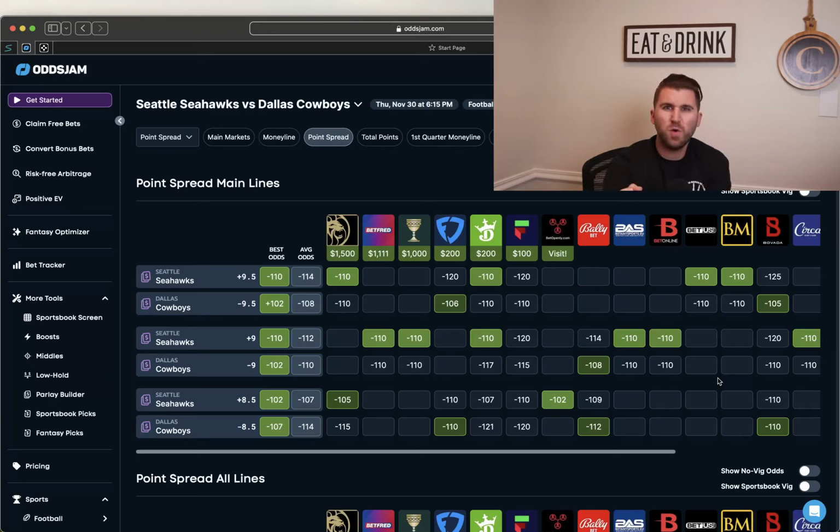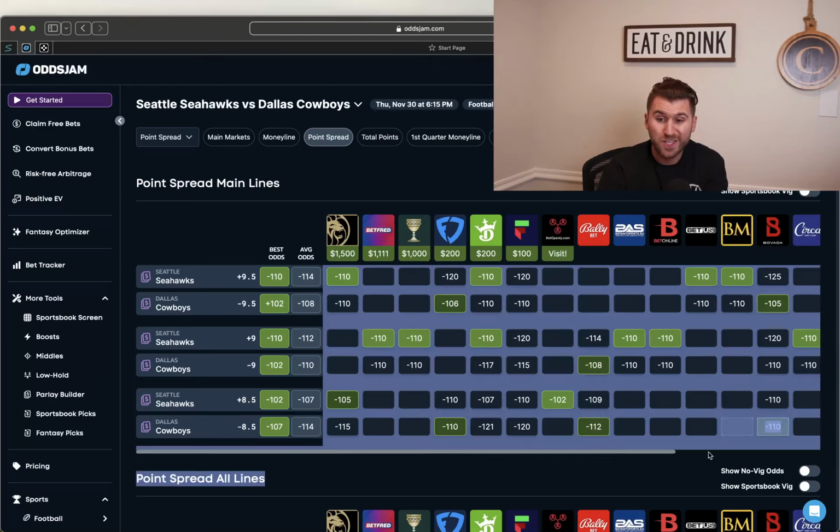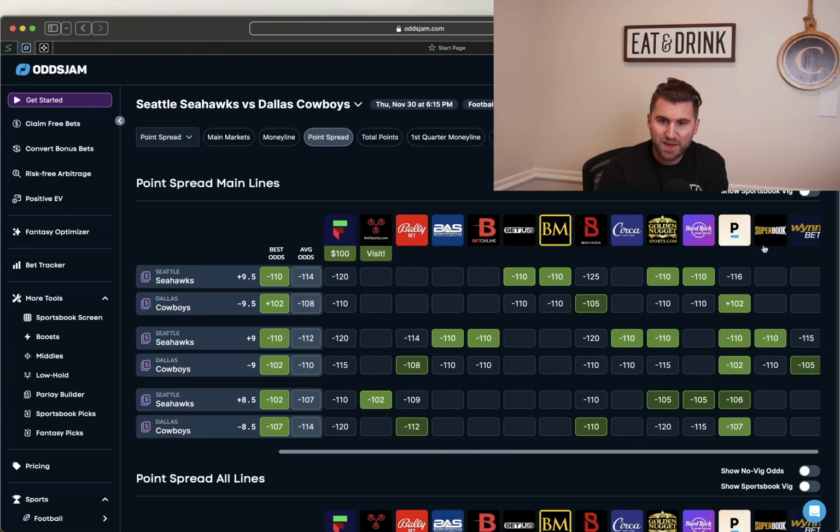But we want to focus on the A students in the classroom here, and that would be Bet Online, Bookmaker, also Circa, and Pinnacle, right? So Pinnacle here for this same line, minus 116 on the Seahawks plus 9.5, plus 102 on the Cowboys minus 9.5. That's 14 cents in market width, right? Negative 16 plus 2 is 14 cents. Whereas, as we mentioned before, Bookmaker has this at minus 110, minus 110. So that's simply what market width is.